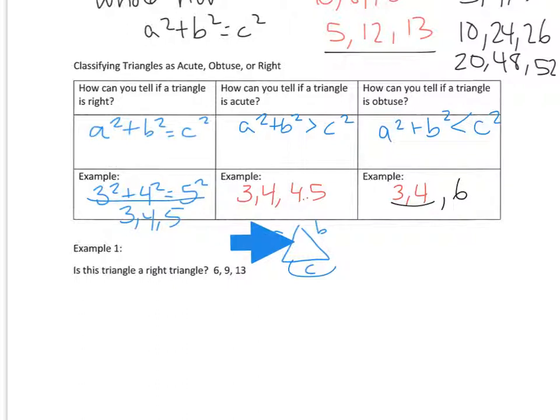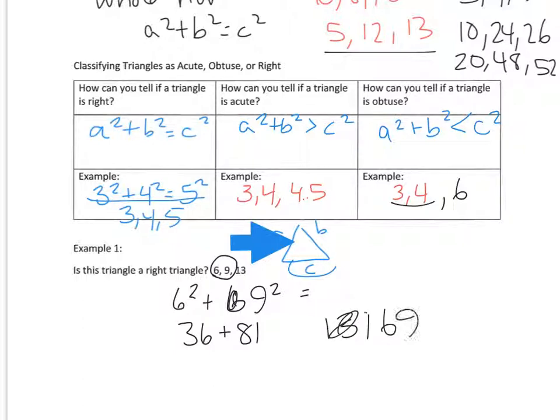Example 1, is this triangle a right triangle? You have to take the two short ones, so 6 squared plus 9 squared. See what that is, so 36 plus 81, and then 13 squared is 169. So the relationship between the two is this 169 is greater than 36 plus 81. So that means that this is an obtuse triangle, not a right triangle.